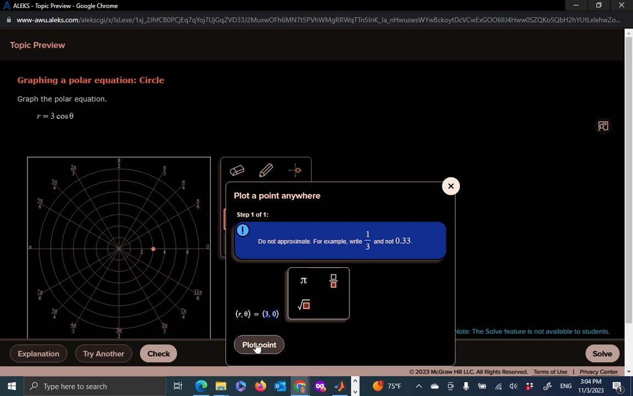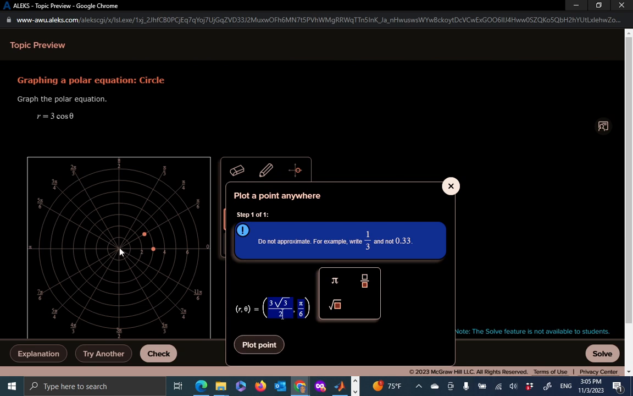We say, okay, let's plot another point. Here are some of the famous angles. We can use just those to get an idea of what the picture is going to look like. So let's move up to pi over 6. Cosine of pi over 6, we know, is radical 3 over 2, times 3. We have to write the exact value, so it's going to be 3 square root of 3 divided by 2. That's going to be the next point up here.